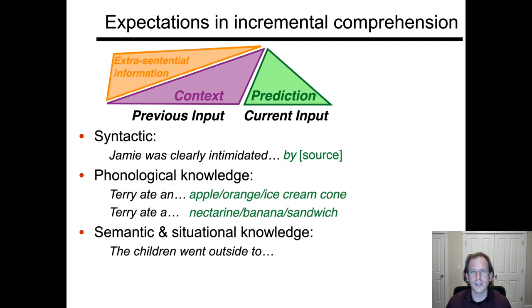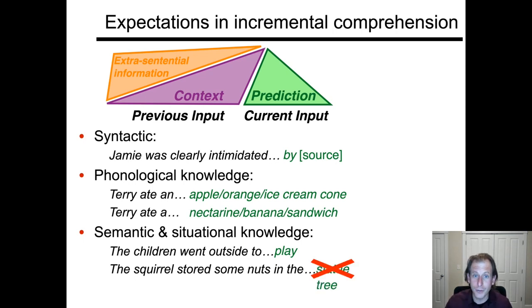So the children went outside to... You're going to think play. If I say the squirrel stored some nuts in... you think statue. No, you don't. You probably think tree, even though squirrels usually store their nuts in the ground, not in trees. But all of these are examples of how there's not only disambiguation, we're always determining the structures of what we're seeing, but very quickly we're predicting.